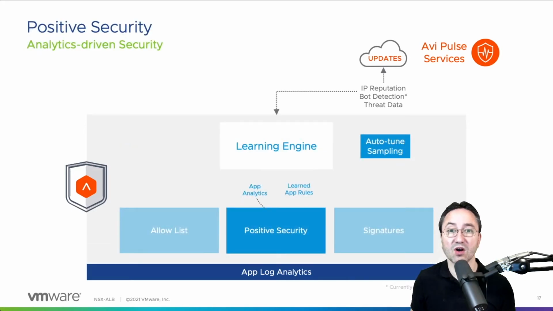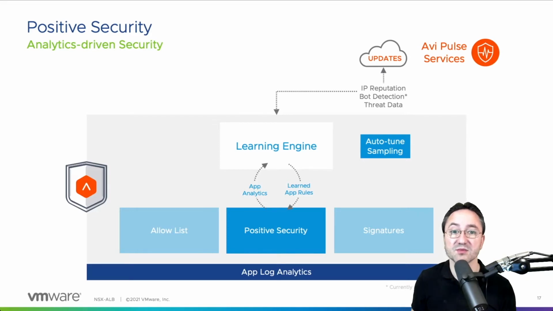This video is all about positive security. And positive security is the way of describing what is valid or expected application behavior. This is implemented by web application firewall rules that then get enforced. There are multiple ways to create these rules.